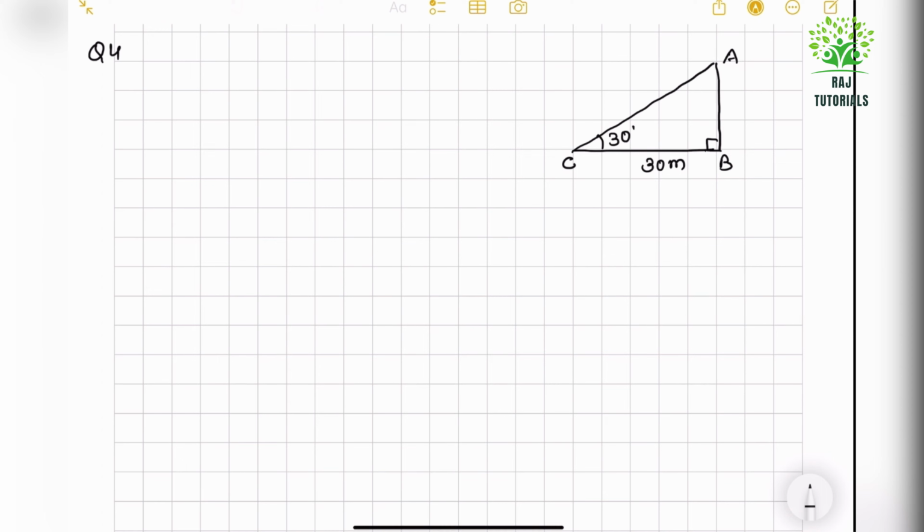Now the next question says the angle of elevation of the top of a tower from a point on the ground which is 30 meter away from the foot of the tower is 30 degree. Find the height of the tower. So let the tower be AB, foot B, BC equal to 30 meter and angle C equal to 30 degree.